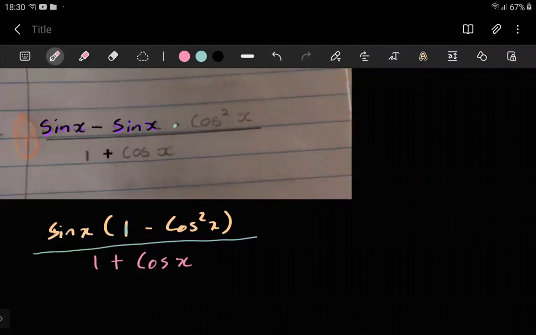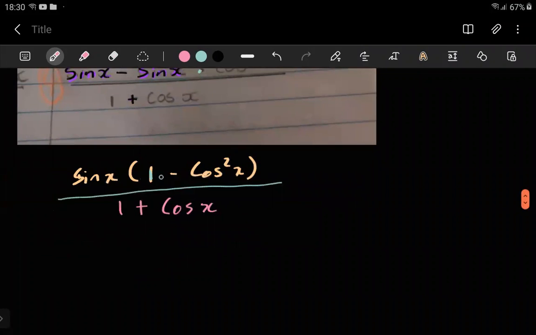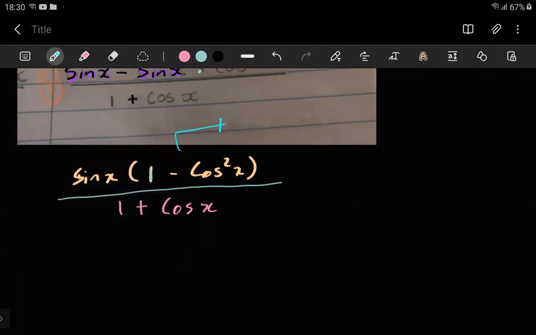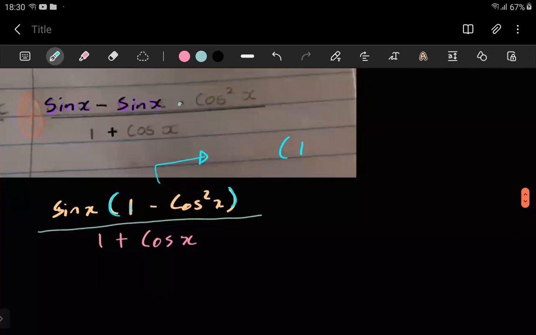So this is what's important, right? Here we can clearly see we have the difference of two squares, meaning from background information, we know that whatever this bracket is, it can be written as 1 minus cos x and then 1 plus cos x. That's because it's the difference of two squares.